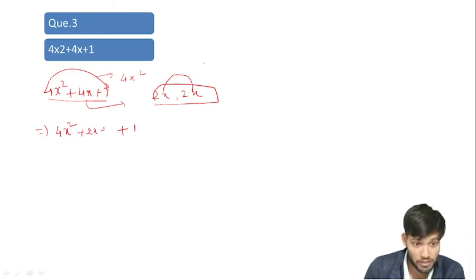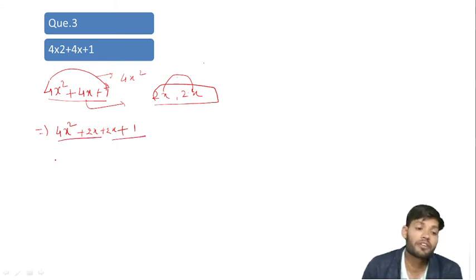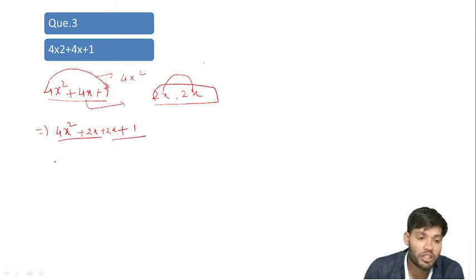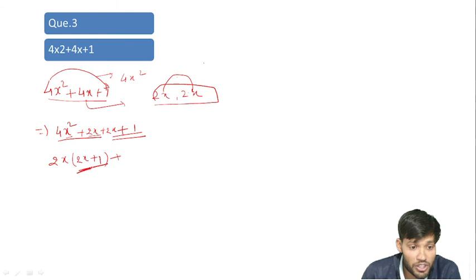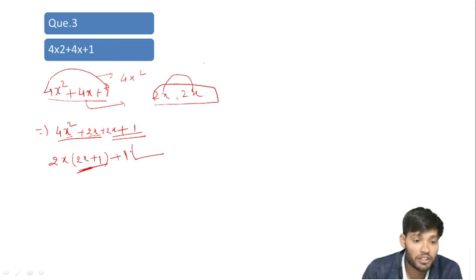So plus 2x plus 2x. We have to pair them, and what can we take as common? 2x we take as common, here only 2x will remain, plus here 1 will remain. Here we take 1 as common and there will remain only 2x plus 1.